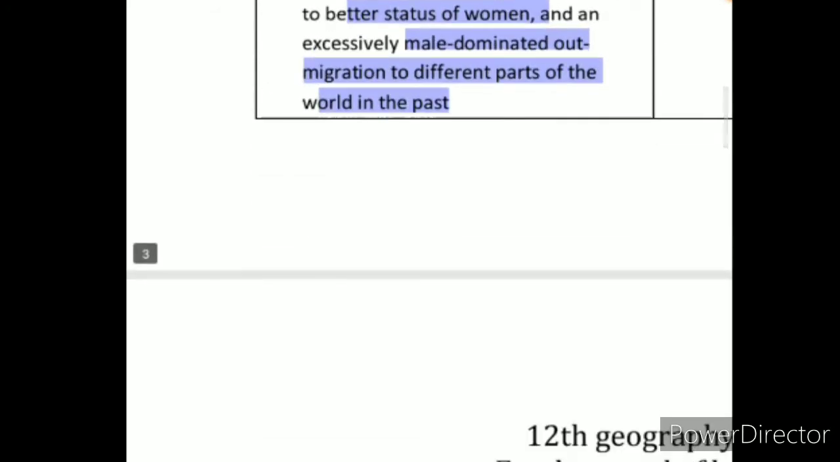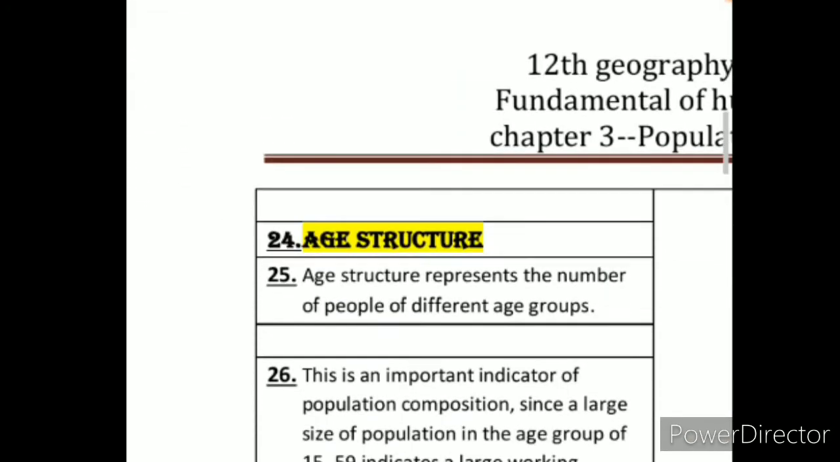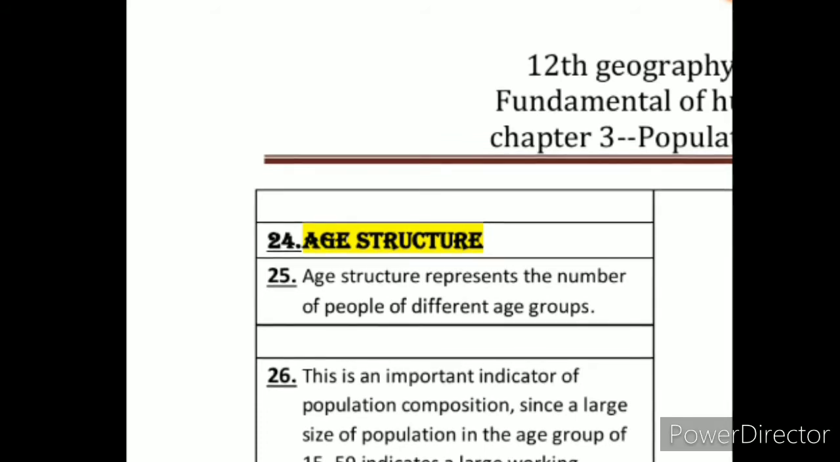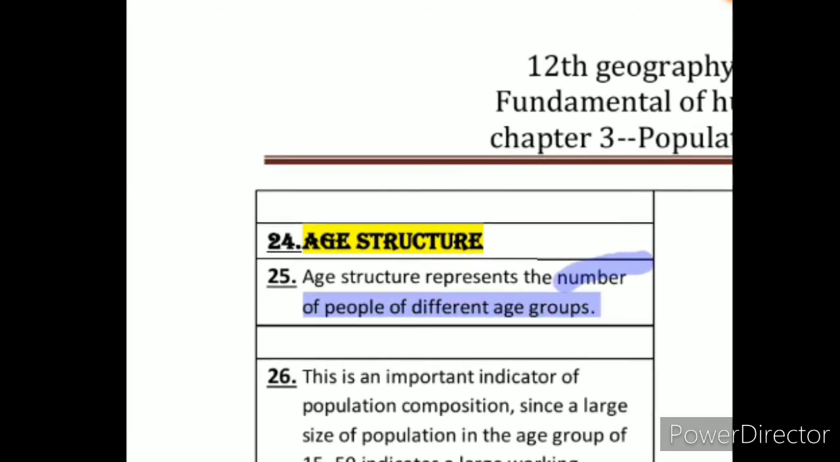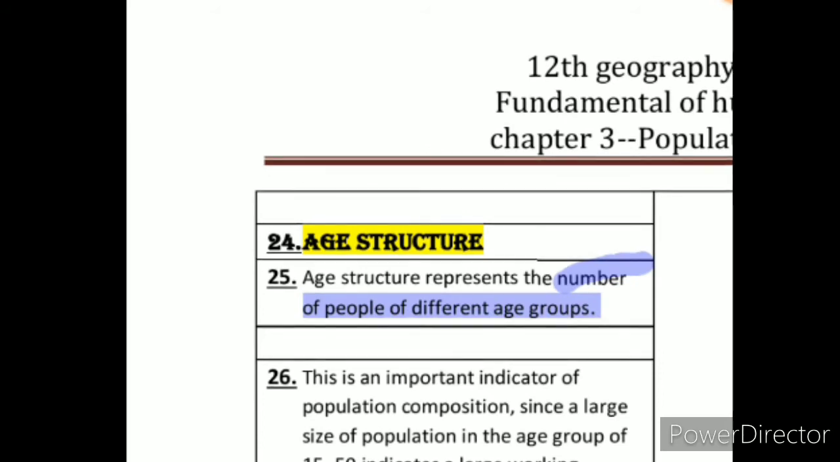Then we have age structure. Okay, because we have to see all the demographic aspects of this chapter. So the topic is age structure. What age structure represents is the number of people of different age groups. Only then can policies be framed. Only then can schemes be framed. Only then is anything possible if we know the age structure.